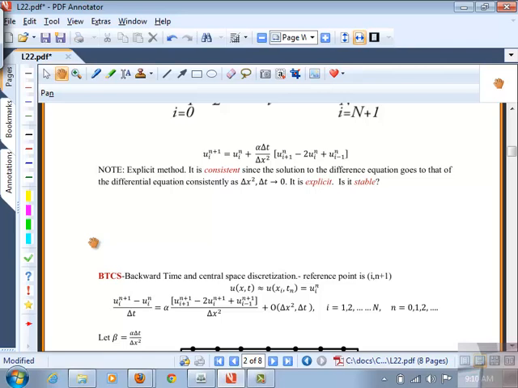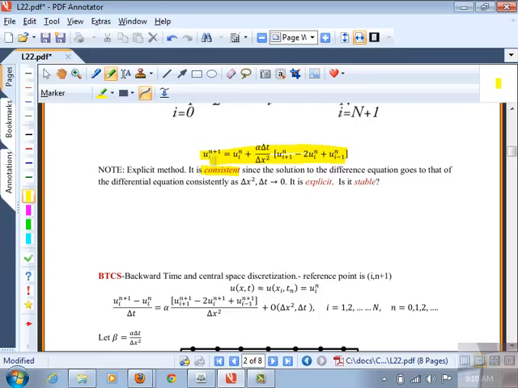So this particular one is consistent, and we will show that there is a formal way of showing that it is consistent. The question is like this. You all know about Jeopardy, right? In Jeopardy, what is the game? They give you an answer and you have to identify for what question that is the answer. So if somebody gives you a difference equation like this and asks, for what differential equation is that a good approximation? That is the question of consistency.